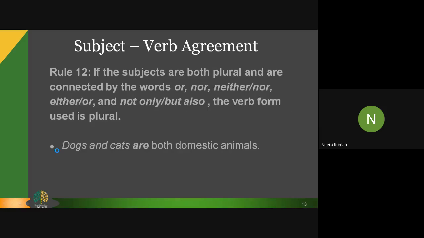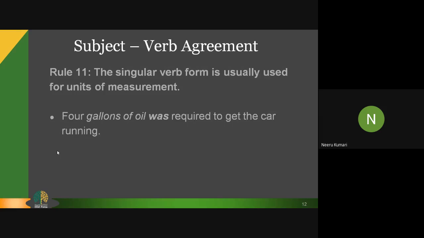Now moving ahead towards the 11th one. Please remember whenever we are talking about measurement. Generally, we tend to see, say for example, 4 dozens of banana. Now, when I see 4 dozens or 10 dozens or 20 gallons or 20 meters, 30 liters, we get carried away and say, oh my God, we are talking about plural. So here it should be were instead of was, right? So that is again wrong.